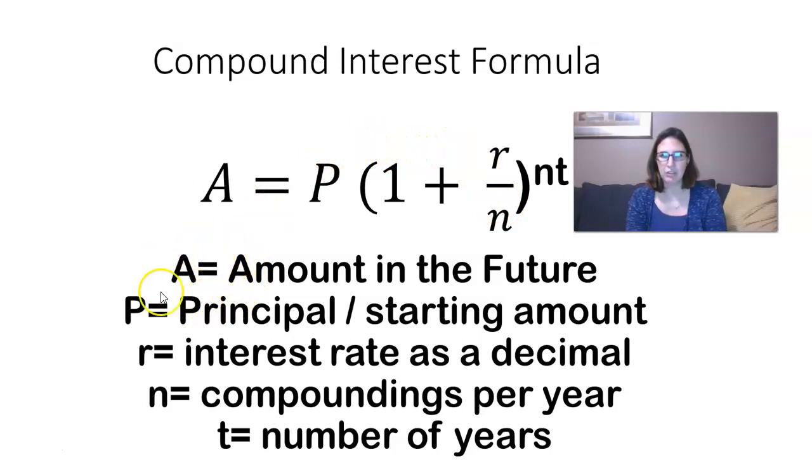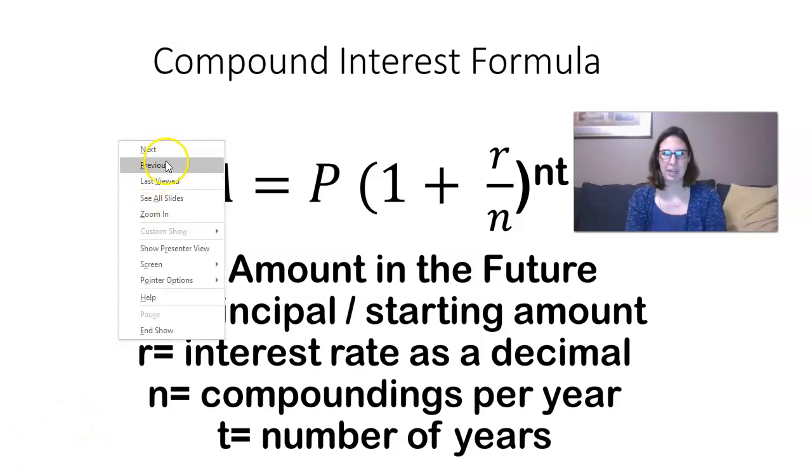So A is your amount in the future, the amount that you're trying to figure out what it would be in 15 years or 20 years or whatever the question is asking you. Usually this is the part we don't know. It just depends what they're asking. The principal, of course, is the starting amount. So whatever amount you're bringing to the bank to deposit. R is your interest rate as a decimal, so make sure that you move it over to a decimal format, and I'll show you guys how to do that with our first example. N is used twice. You'll see as the denominator and also up here as part of the exponent. And T is the number of years you're going to calculate into the future.